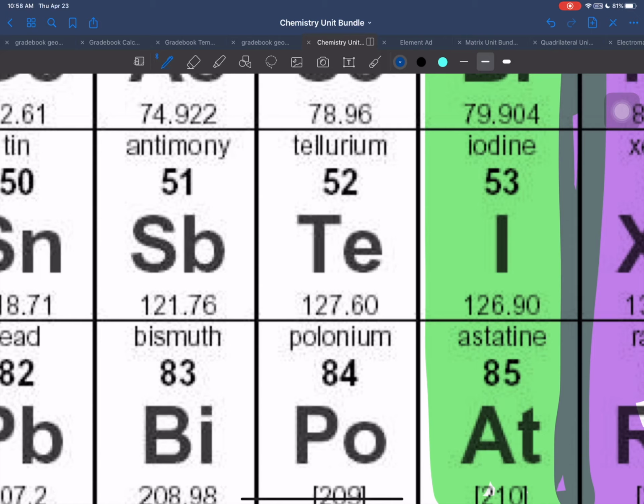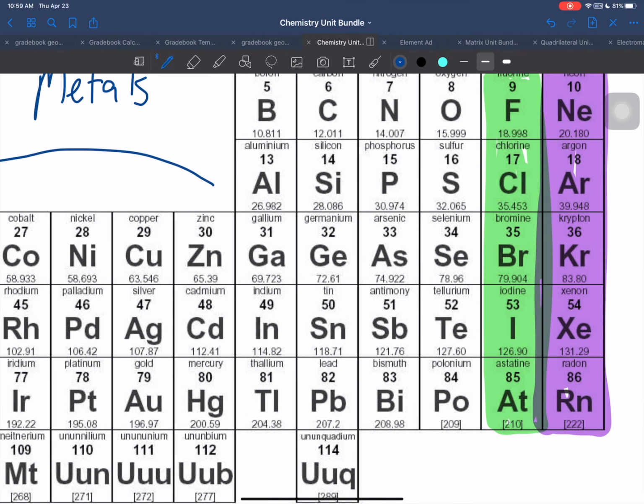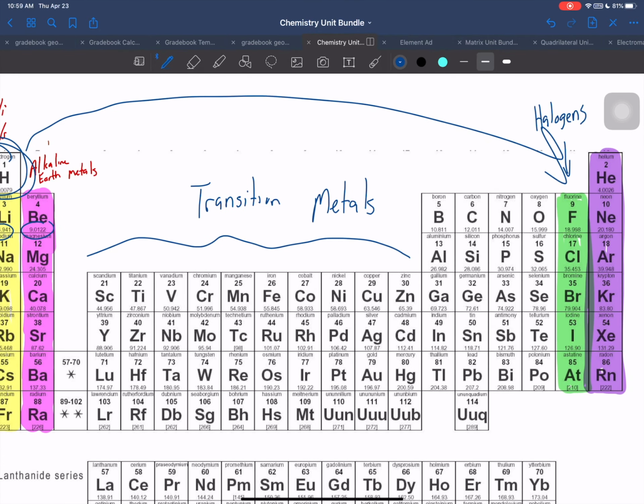Element 52 is actually 127, but then iodine actually goes down, and that has to do with the neutrons. Tellurium actually has more neutrons in it than iodine. But for the most part, as you go left to right, the atomic mass is going to increase. You're going to get heavier and heavier elements as you go from left to right, which makes sense.